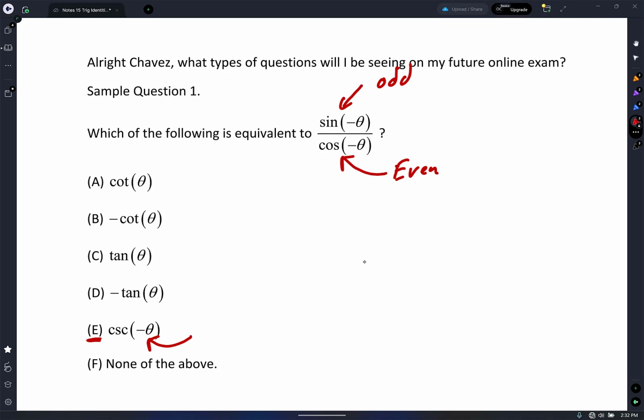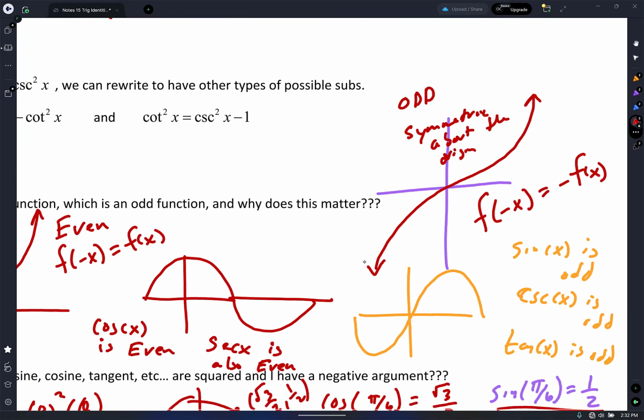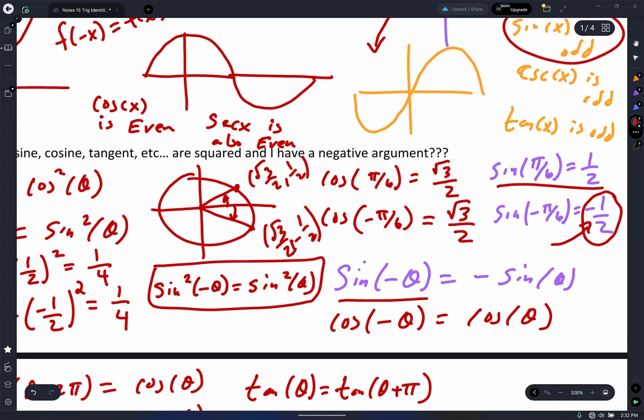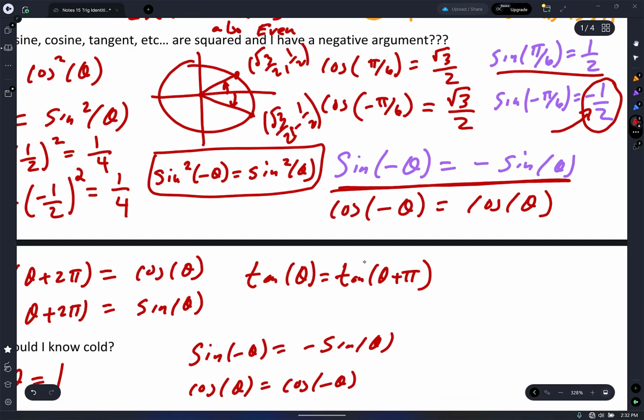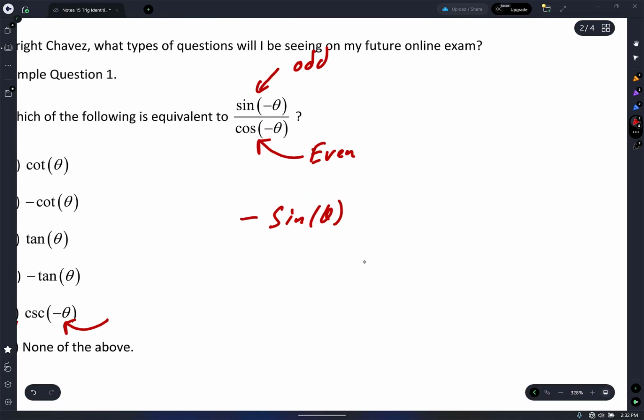So if I use my properties about sine and cosine, I can rewrite this as negative sine theta, because that's what I said earlier on page 1, right? I said here that sine x is odd, and look, here it is in purple. Sine negative theta is negative sine theta. And then divided by cosine, which is even, so I can write cosine theta.